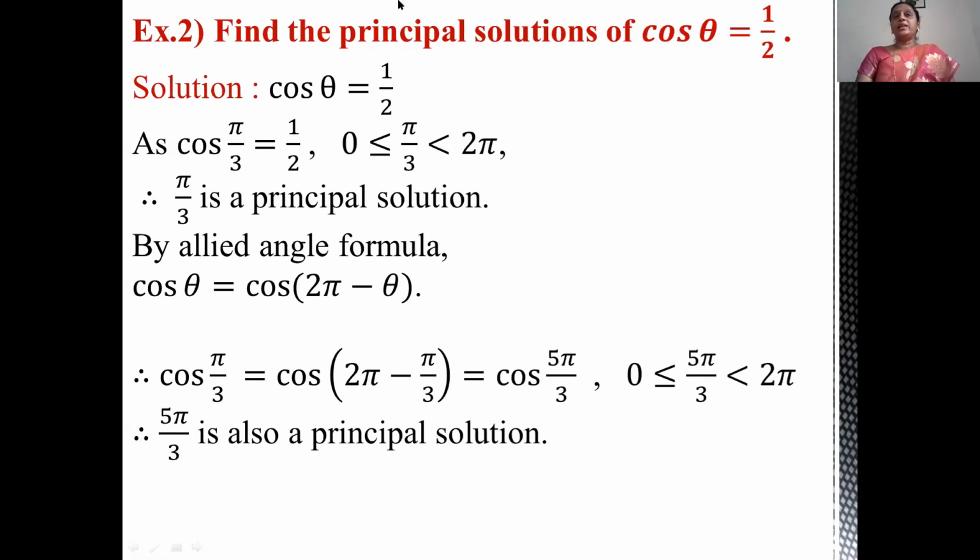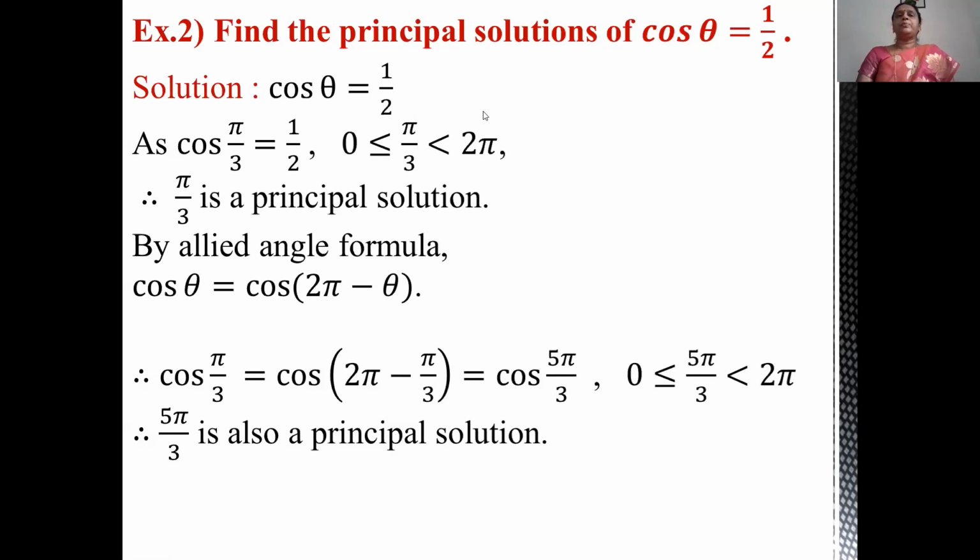To find the principal solutions means we have to find two solutions. The first solution we get directly from the table 0 to 360, and for the second solution we have to use the allied angle formula. And in each and every case, if we find a solution, then you have to check whether it lies in 0 to 2 pi or not.